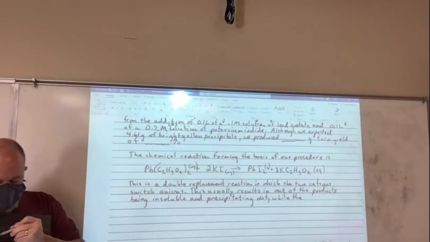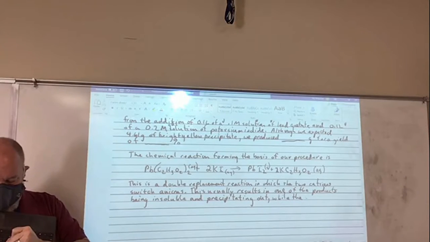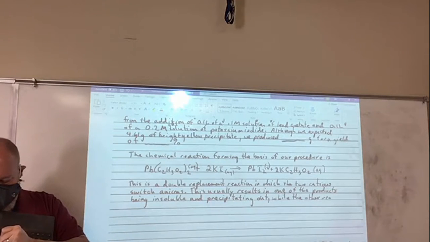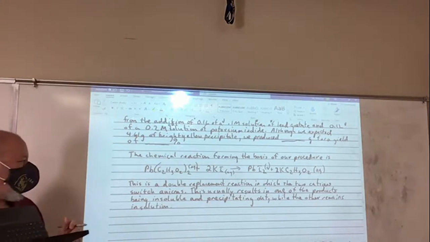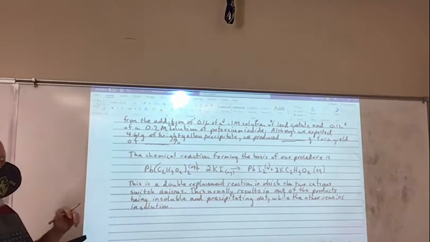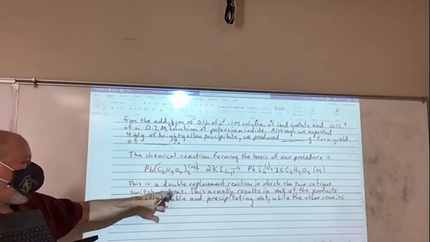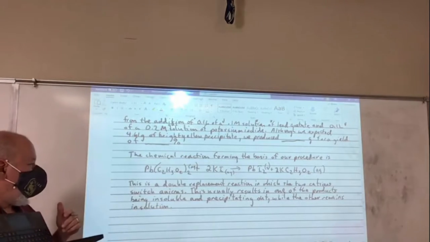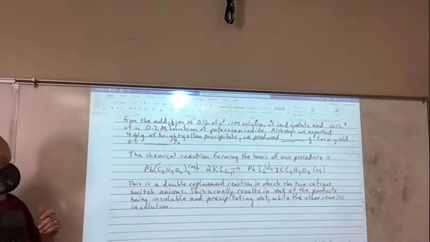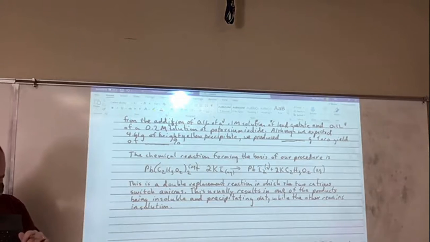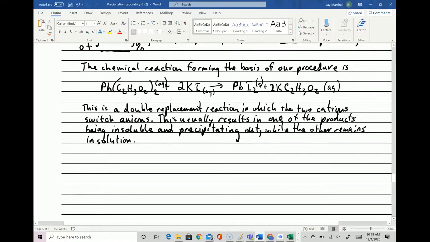So, and precipitating out while the other remains in solution. Okay, so this is a double replacement reaction in which the two cations switch anions. This usually results in one of the products being insoluble and precipitating out while the other remains in solution. Okay?